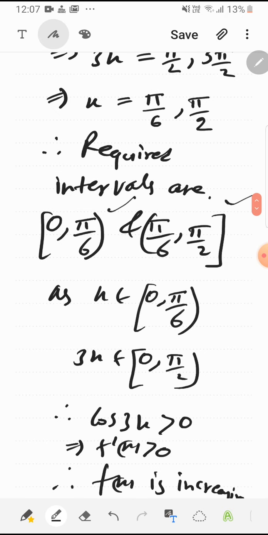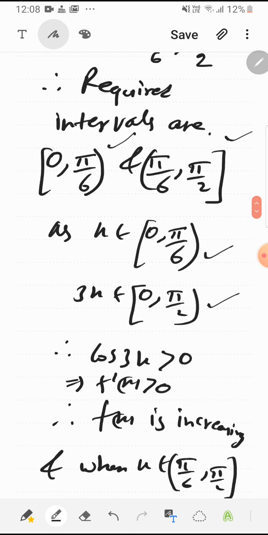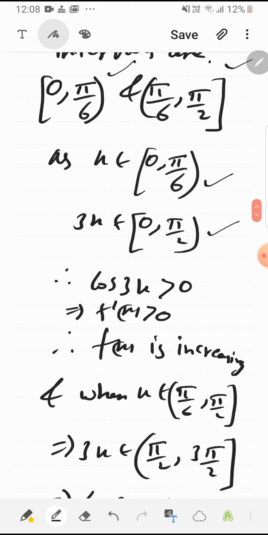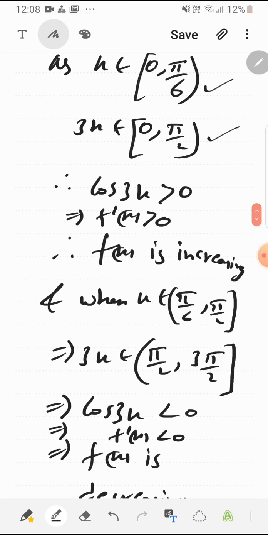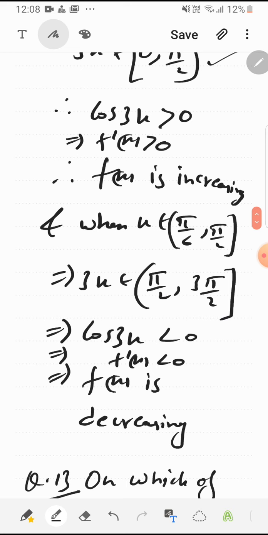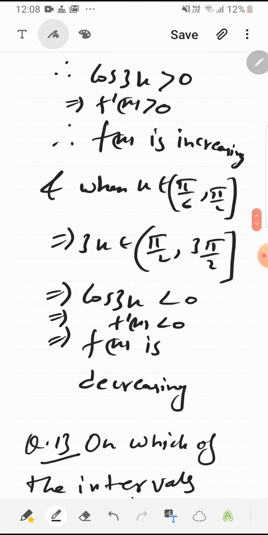Now in the first interval, as x belongs to this, 3x belongs to triple of that, that means 0 to pi by 2. That means in the first quadrant cos is positive, its derivative is positive, so the function is increasing. Now in the second interval, which is pi by 6 to pi by 2, 3x belongs to pi by 2 to 3 pi by 2. In this interval, cos is negative, so f dash x is negative, so f of x is decreasing. So these are the two intervals.